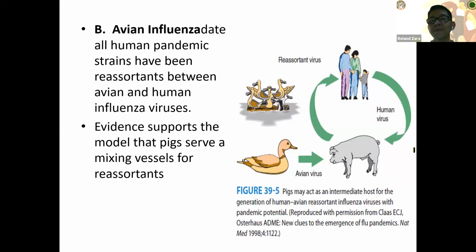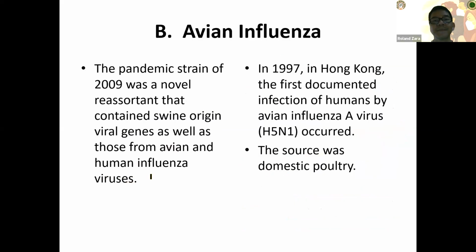Okay, so this is also from ducks going into pigs. So there will be genetic reassortment in pigs. Pigs may transfer this virus to humans, and humans may also transfer this virus to the pig. So evidence supports the model that pigs serve as a mixing vessel for reassortants. The pandemic strain in 2009 was a genetic reassortment.